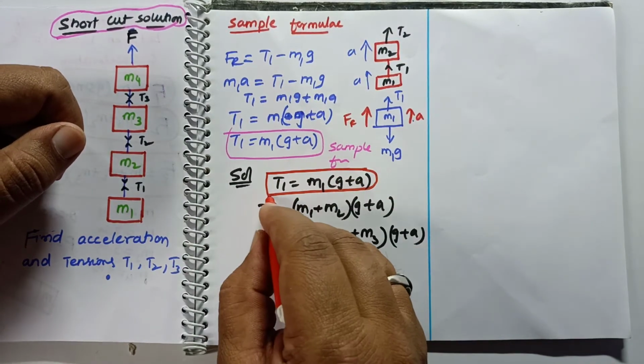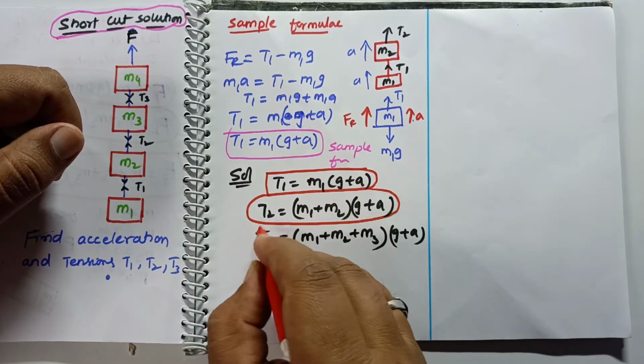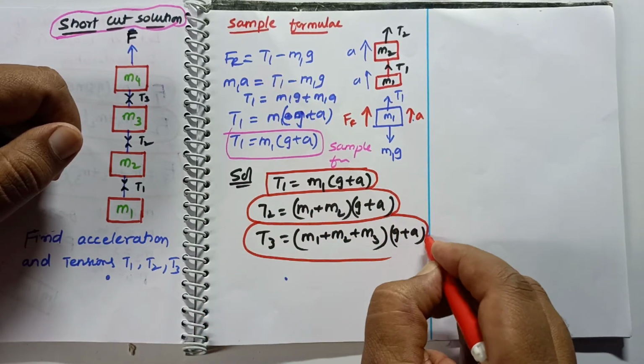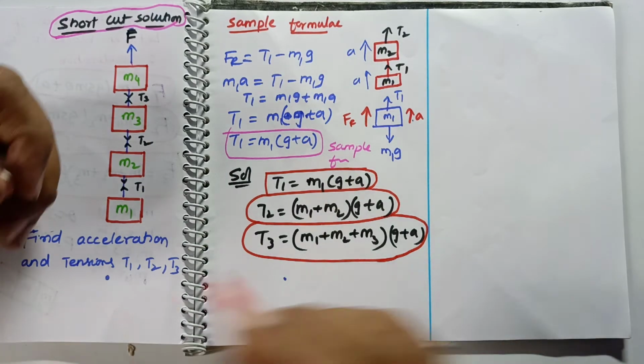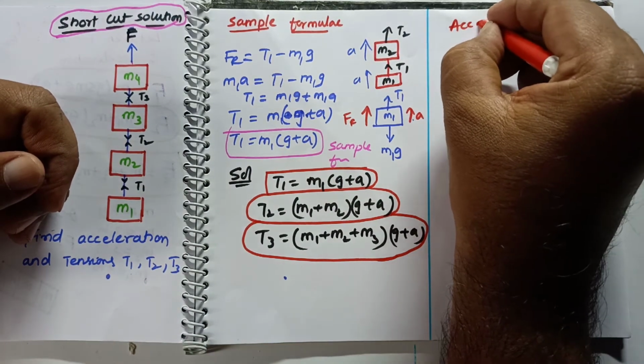in boxes because they are very important to solve the problem here. These three formulas are very important to find out the tensions T1, T2 and T3. Then how are you going to find out the acceleration here? So acceleration we are getting now.